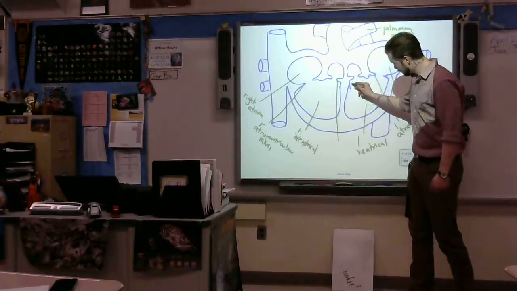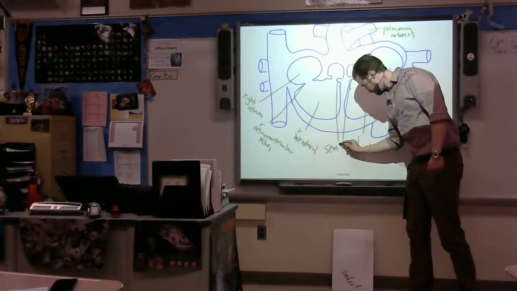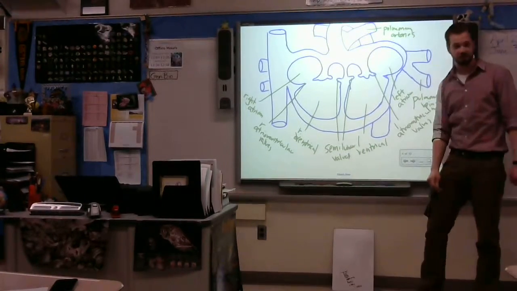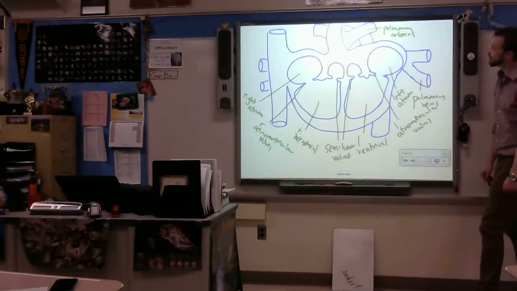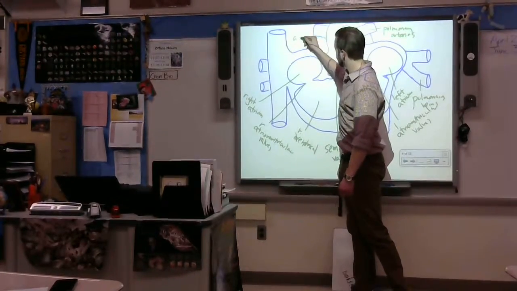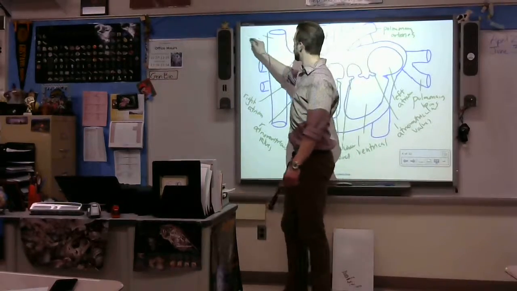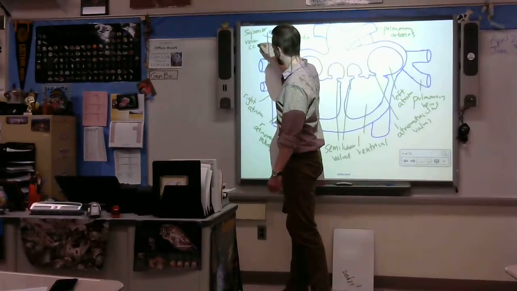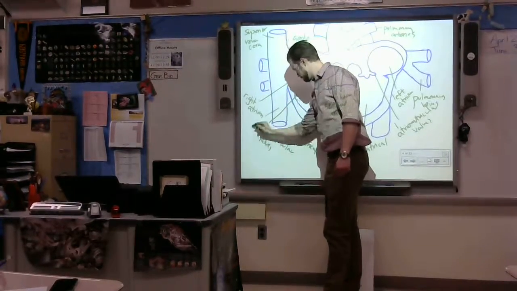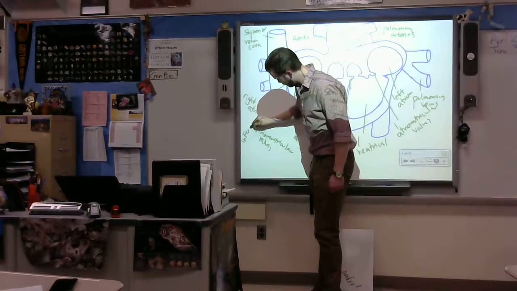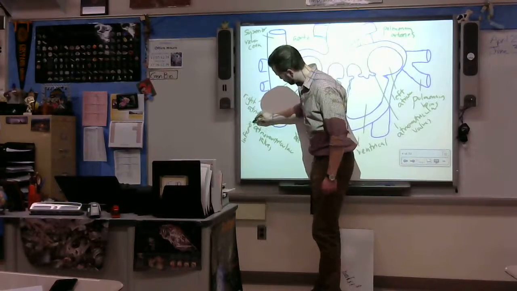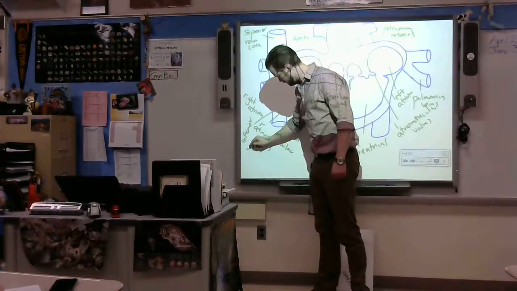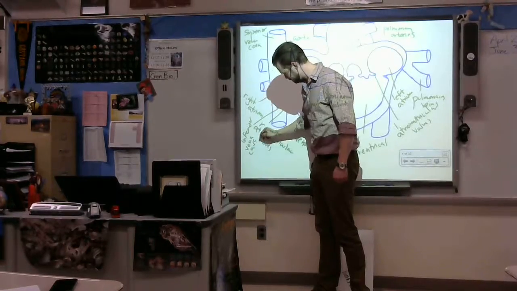These are both the semilunar valves. And if you wanted to label them as right and left, you probably could. This is the aorta. Superior vena cava. Is it cova or cava? Superior. Yeah, cava. Vena cava.